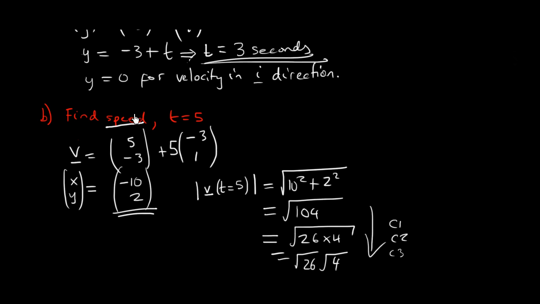So what do I get? Well, 5 minus 15 is minus 10, and -3 plus 5 goes to positive 2. So that's now my vector for the velocity at time t equals 5. But notice that the question says speed, it doesn't say velocity. So they're actually asking for the magnitude of this vector, since speed is a scalar.